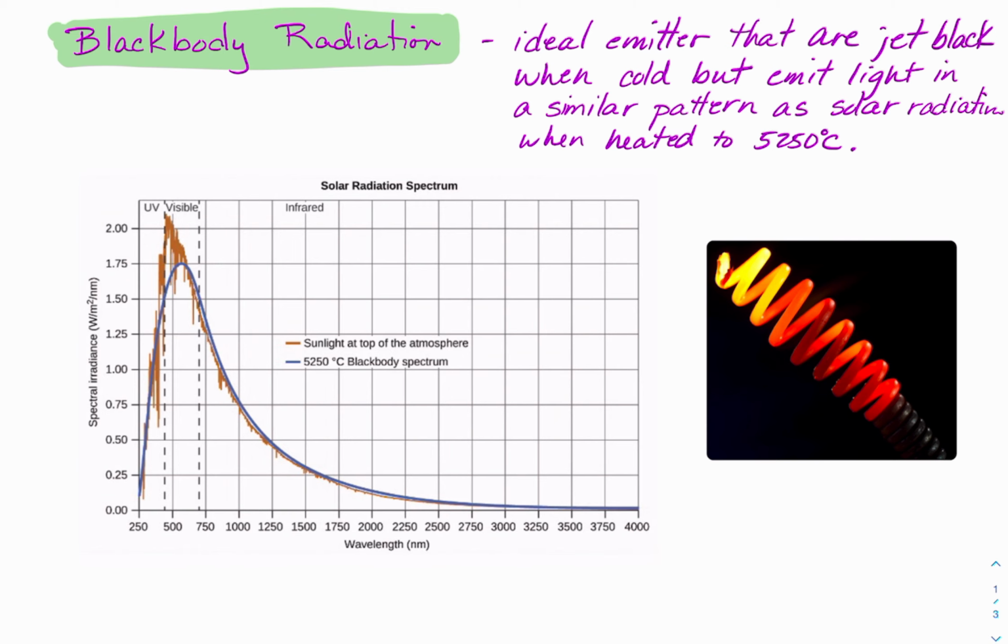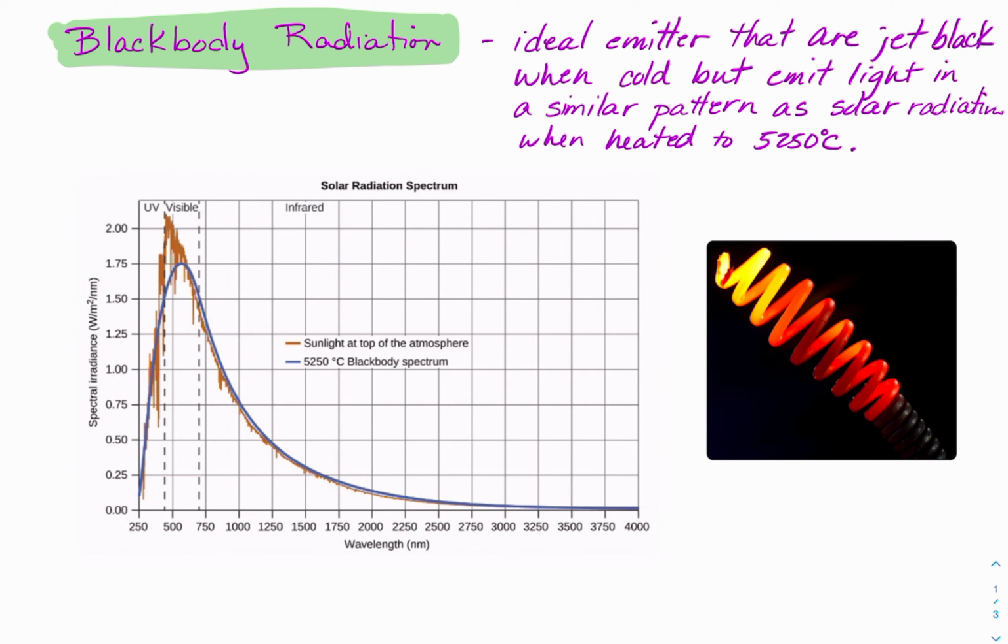In this video, we're going to look at the concept called blackbody radiation. This is a paradox that scientists working in the late 1800s noticed: particular emitters, jet black cold metal that would not emit light, but when heated would start to emit EM radiation that followed the solar radiation pattern, even at a specific temperature of 5,250 degrees Celsius.